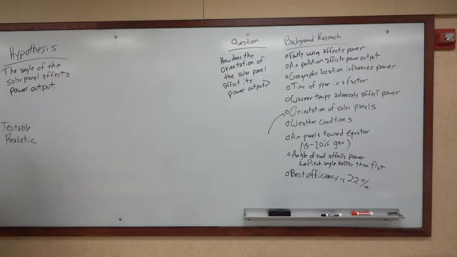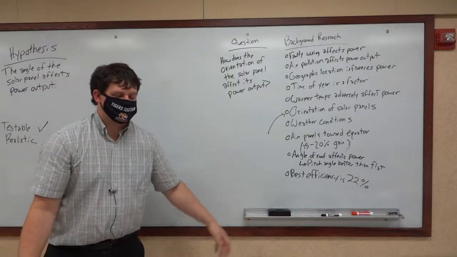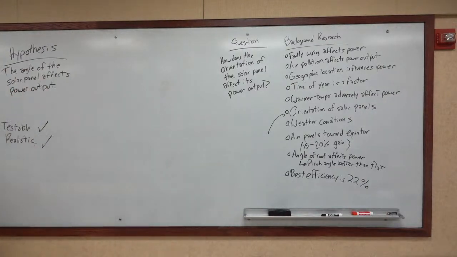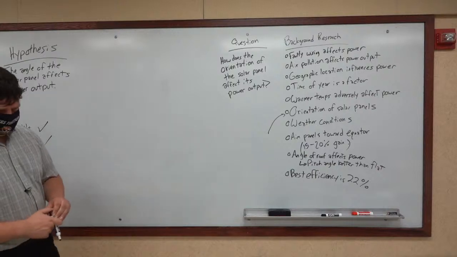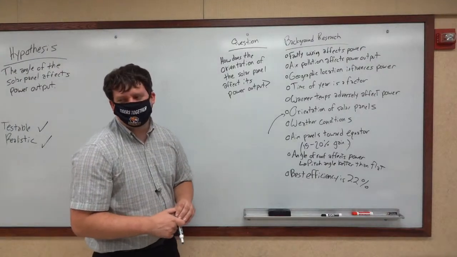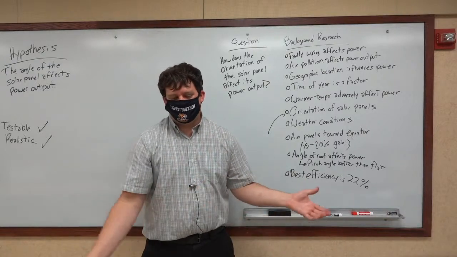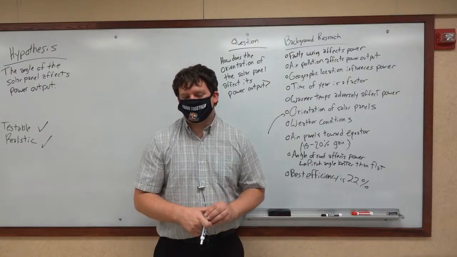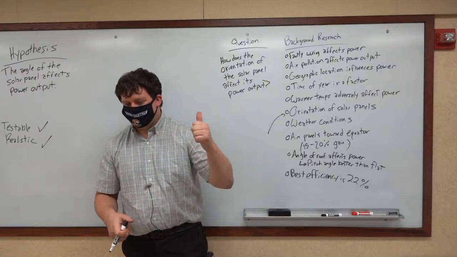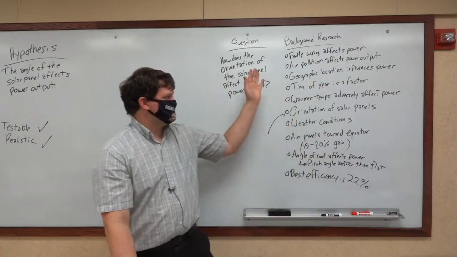Okay, so we're going to go ahead and assertively state: the angle of the solar panel affects how much power is output. Now, is this testable? Yes. Is this realistic? Yes. And we know it's realistic because we've found sources that tell us exactly that. There have been experiments done on this, but the results vary very wildly. So in some respects, it is better to do it yourself if you have a bunch of solar panels, because you may get different results than what anybody else is telling you based on where you're located, your elevation, all these factors that you noted.